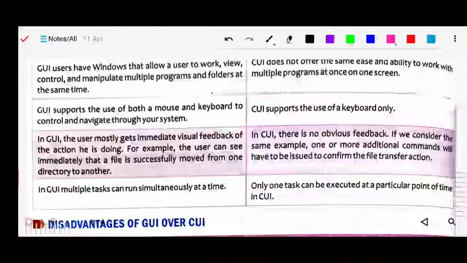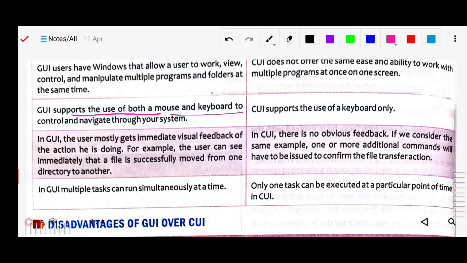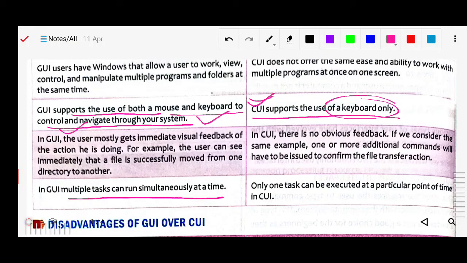GUI supports the use of both mouse and keyboard to control and navigate through your system. CUI supports only the keyboard. In GUI multiple tasks can run simultaneously, but in CUI only one task is executed at a particular point of time. So these are the advantages. You can just read all this.